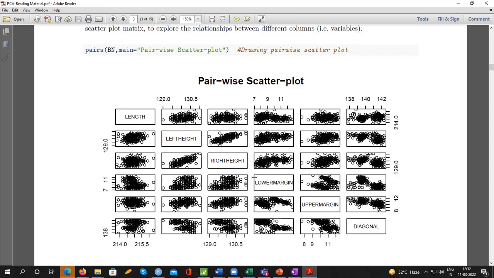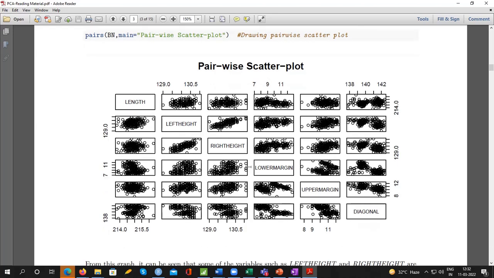Because I have 6 variables, I will have 6 choose 2. 6 choose 2 means how many? 15 graphs, correct? So let us see here, 1 2 3 4 5 6 7 8 9 10 11 12 13 14 15. So I have 15 graphs. All possible pairs are plotted to see if there are any relationships. And of course left height and right height had the highest correlation, so we can see some trend here. Others do not show much trend.